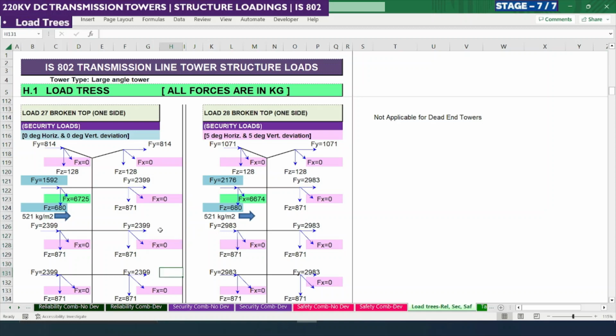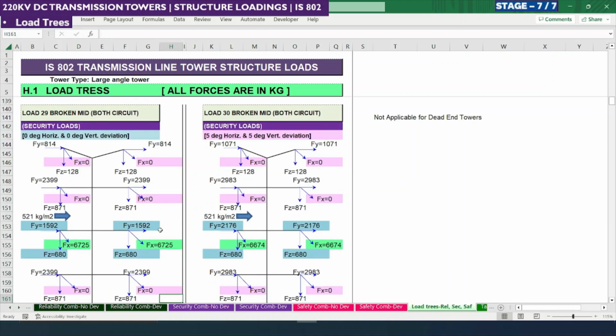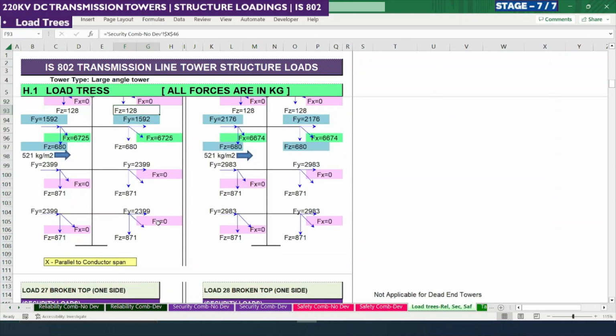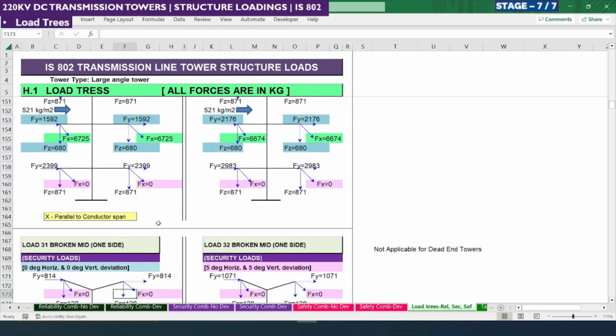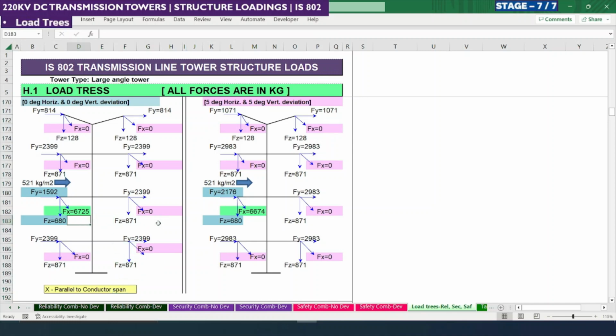So in the next cases 29 and 30 we are defining that it is a mid, both circuits are broken. So the same 1592 kg which we did in the top, the same value we are moving here to the middle. So in the middle we are having two, other values are for the remaining intact wire. Similarly, one side of a mid conductor is broken, so we are applying the broken wire condition only on one side in the mid cross arm, and the remaining things are the same.